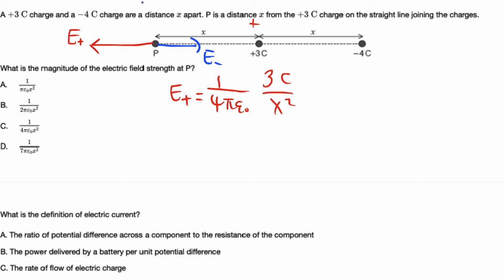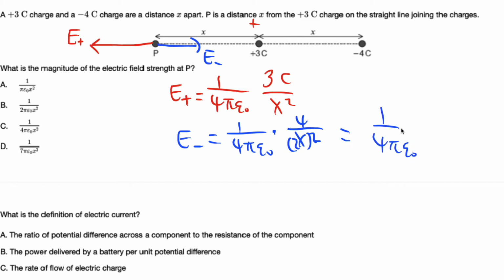E minus is gonna be equal to Coulomb constant, so 1/4 pi epsilon times the charge here. I'm just taking the magnitude, so I will ignore the negative sign here. Over x squared, 2x squared, I mean, right? So this is gonna be equal to 1/4 pi epsilon times 4 over 4x squared, and the 4 can cancel off.